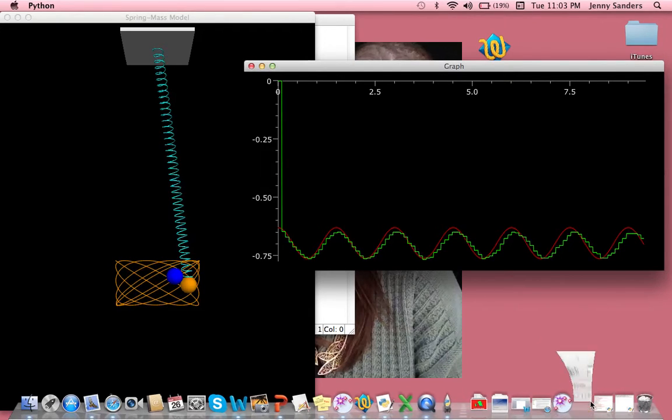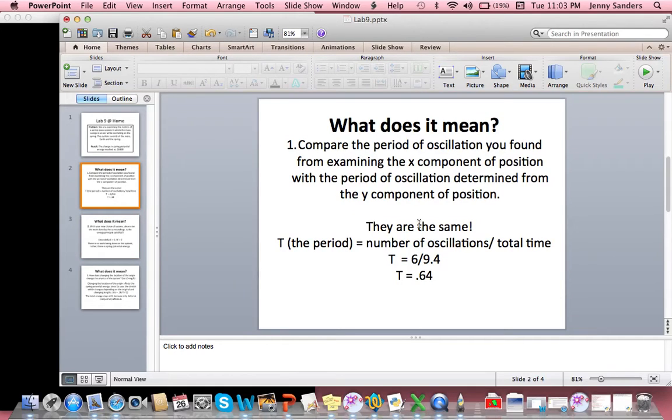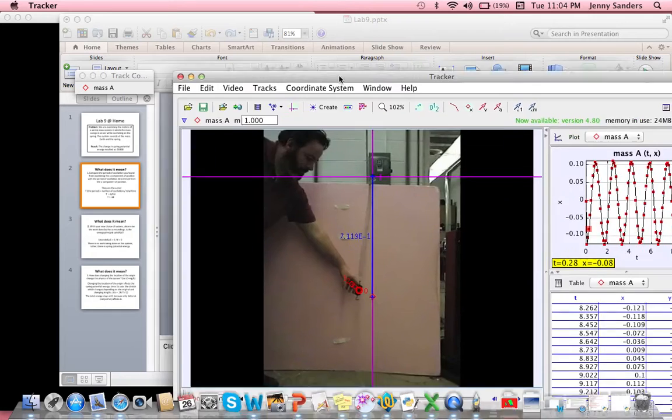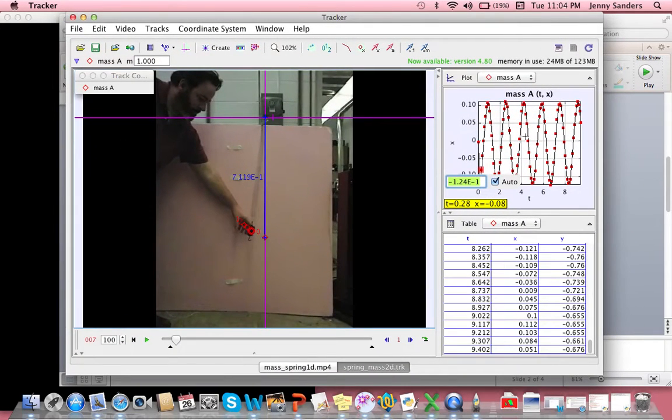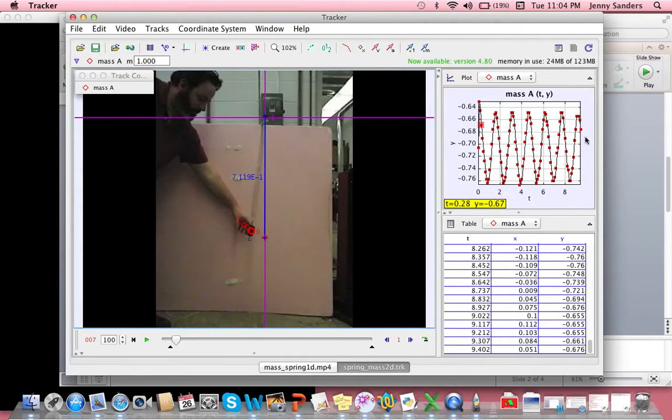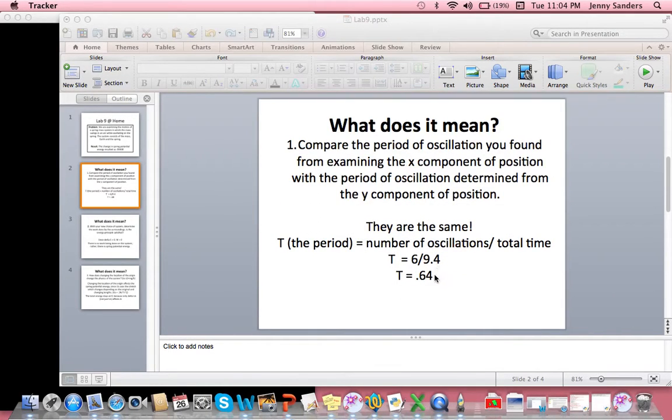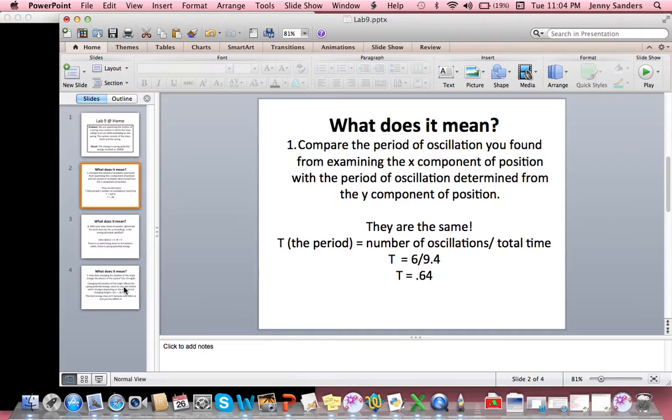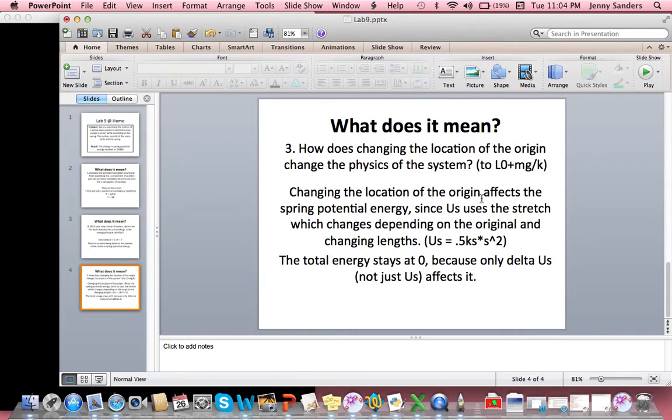Looking at my what-if questions, my first one was, compare the period of oscillation you found from examining the x component position with the period of oscillation from the y component position. I found that they are the same because I looked at the number of oscillations and I divided that by the total time. By looking at Tracker, you can see that the total time is 9.4, and if I look in the x, there are 6 oscillations, and then if I look in the y, there are 6 oscillations as well. So the period is not going to change, rather it is going to stay the same at 6 divided by 9.4, which is 0.64.